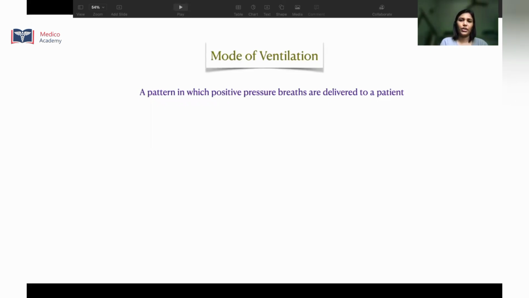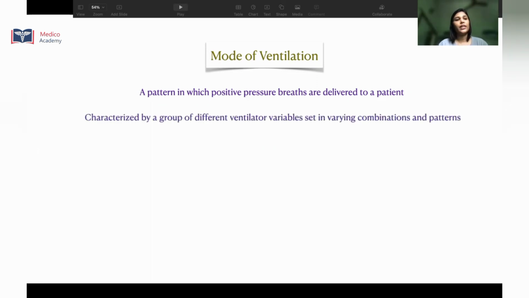A very simple definition would be: a mode of ventilation is nothing but a pattern in which positive pressure breaths are delivered to a patient. And each mode of ventilation is characterized by a group of different ventilator variables that are set in varying combinations and patterns depending on the type of mode that you use. So the most simple definition of mode is just a pattern in which positive pressure breaths are delivered to a patient.